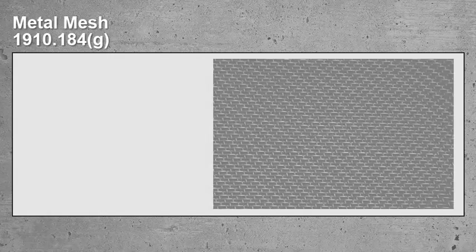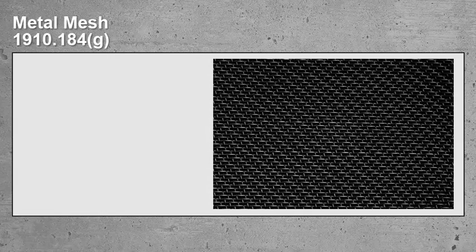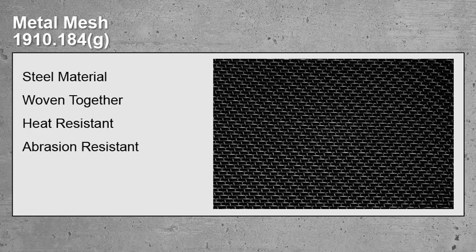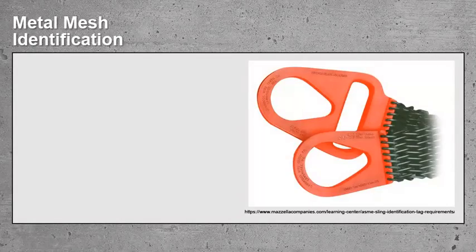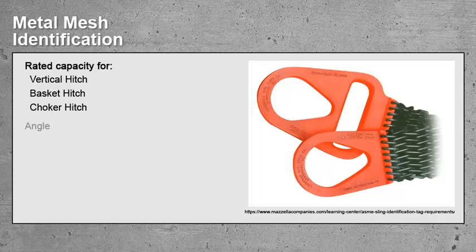1910.184(g) covers metal mesh slings. These are generally made up of steel material which is woven together, and they are mostly used in environments where the loads are hot and abrasive. The identification tag must include rated capacities for the vertical, basket, and choker hitch, the angle, the width, gauge, and the name or trademark of the manufacturer.